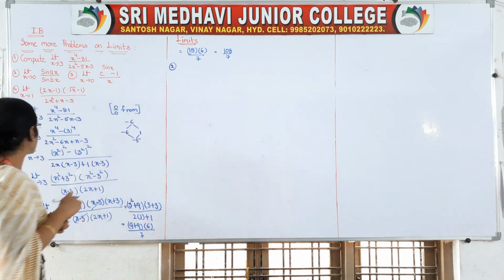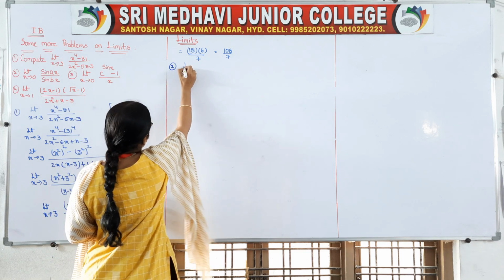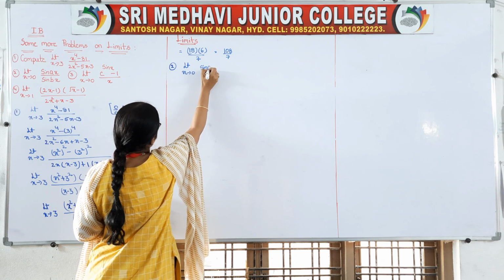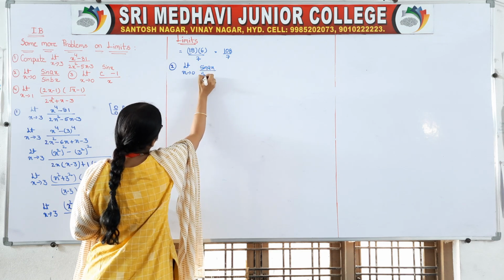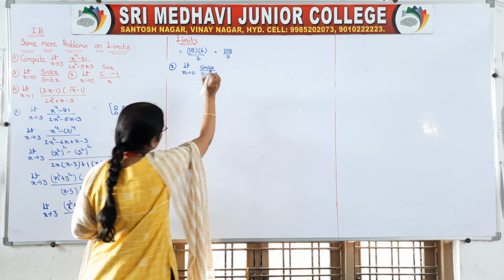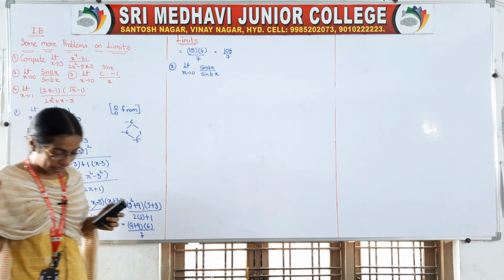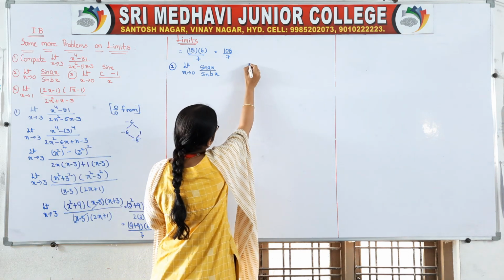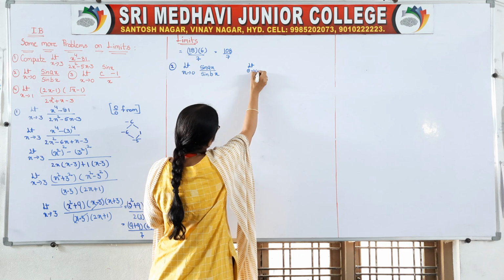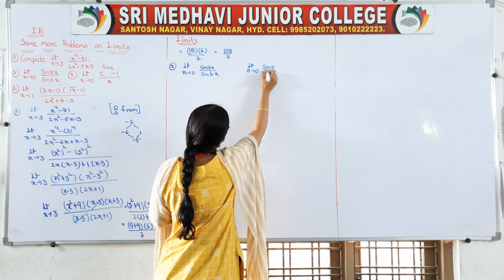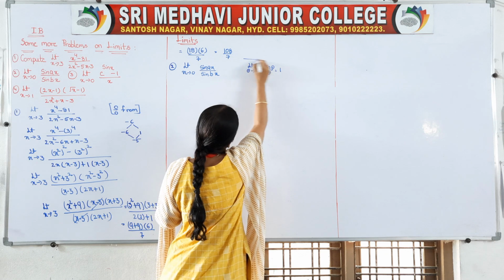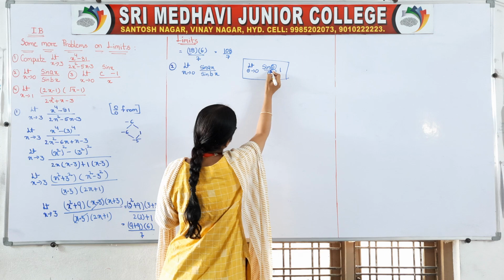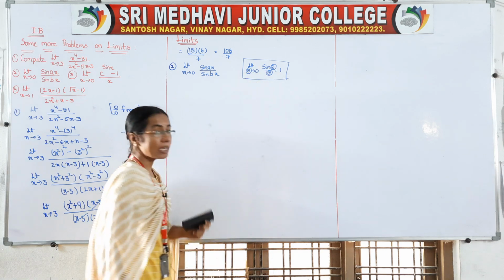What is your second question? Observe carefully. Limit x tends to 0 of sin ax by sin bx. We already discussed so many times, whenever sin is there in a limits problem, then we are going to use which formula? Limit theta tends to 0 of sin theta by theta is equal to 1. To apply this formula, there is one condition. What is that? These three values must be the same.